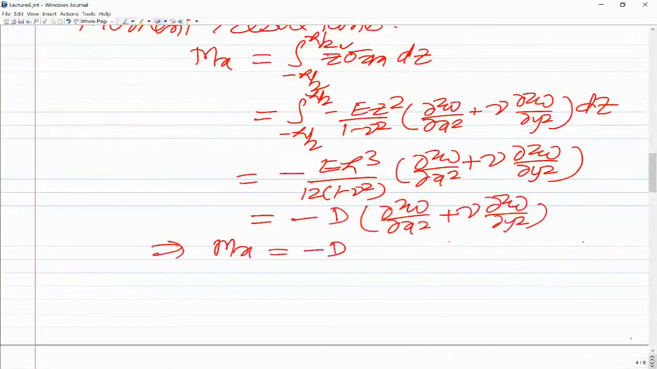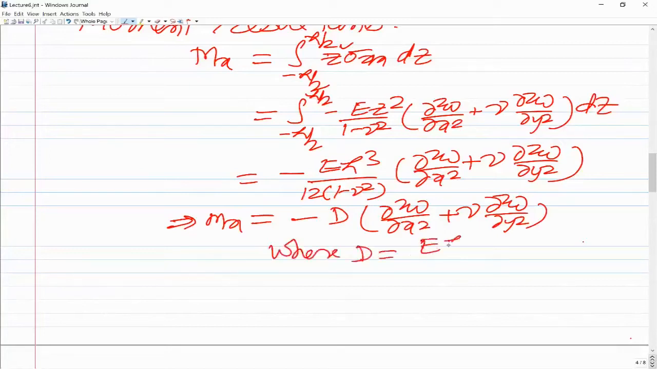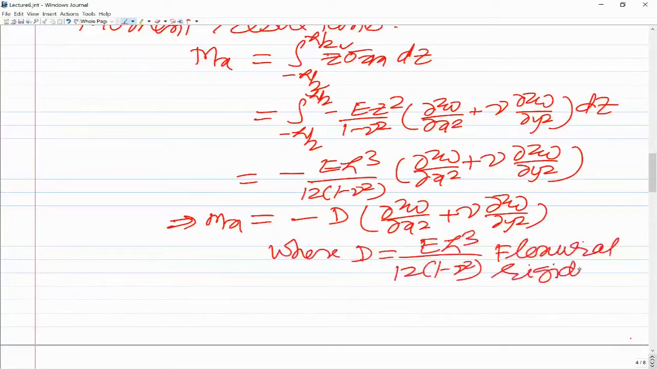Let me write over here itself. So we can say here that Mx is minus D into del 2w by del x square plus nu times del 2w by del y square, where D is Eh cube upon 12 into 1 minus nu square, and it is known as flexural rigidity. This basically gives the stiffness against bending, that is flexure, and that is why it is known as flexural rigidity. So this is the expression for the moment resultant Mx.